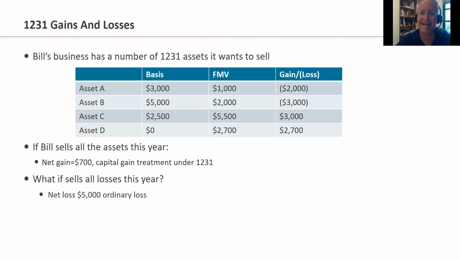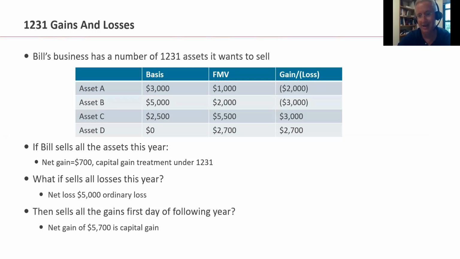But what if instead Bill says, you know what? I'm not going to sell everything. On December 31st, I'm going to sell assets A and B only. I'm going to generate a $5,000 ordinary loss. And then on January 1st of next year, I'm going to sell my gains, and I'm going to generate a $5,700 capital gain.